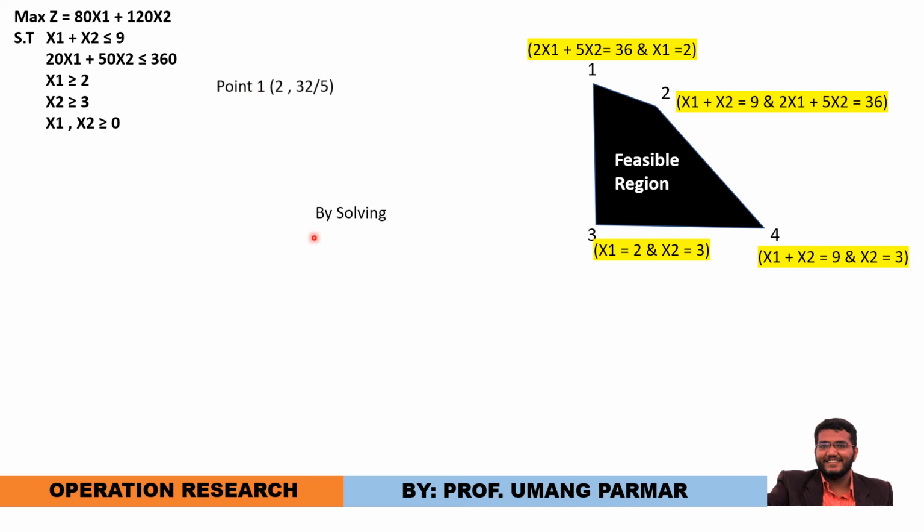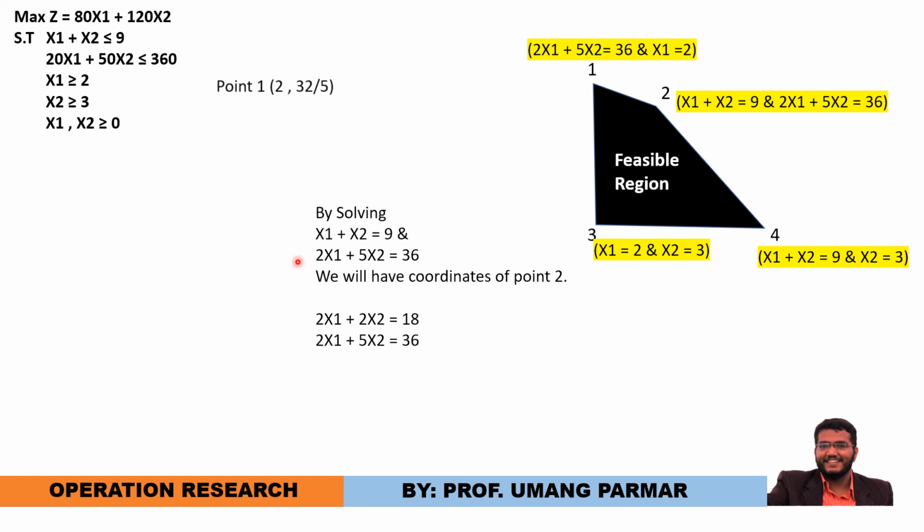Now I am moving towards solving for the second point. If I solve x1 plus x2 equals 9 and 2x1 plus 5x2 equals 36, then I will have the coordinates of point number 2. For that purpose, I am multiplying the first equation by 2. So I will have 2x1 plus 2x2 equals 18, and I am writing the second equation as it is, 2x1 plus 5x2 equals 36.